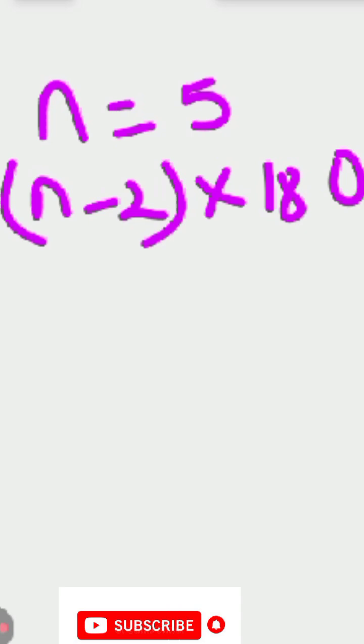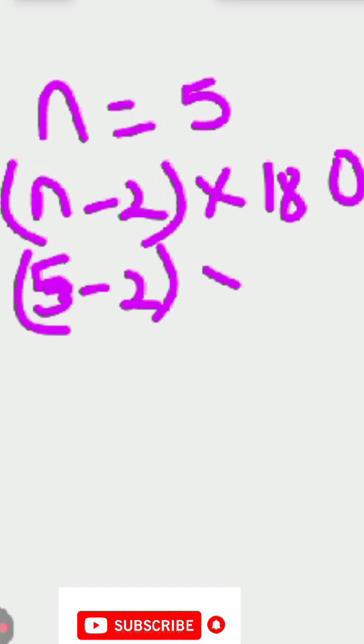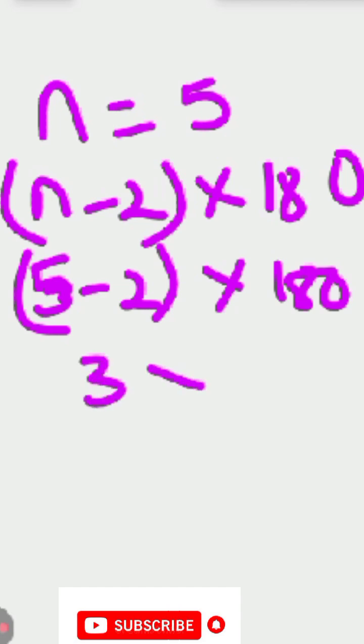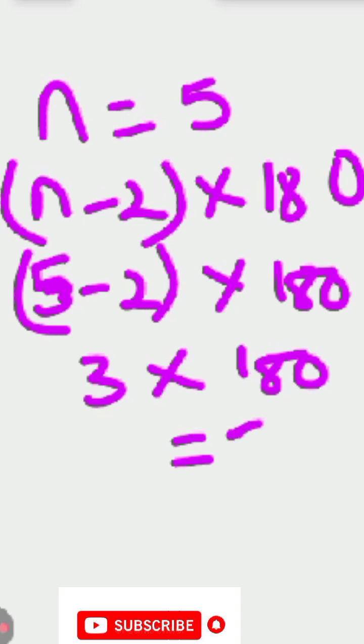So in this case, n minus 2, that is 5 minus 2, times 180. 5 minus 2 is 3. 3 times 180. Calculate, what do you get? 3 times 180 is equal to 540 degrees. So the sum of interior angles of a pentagon is 540 degrees.